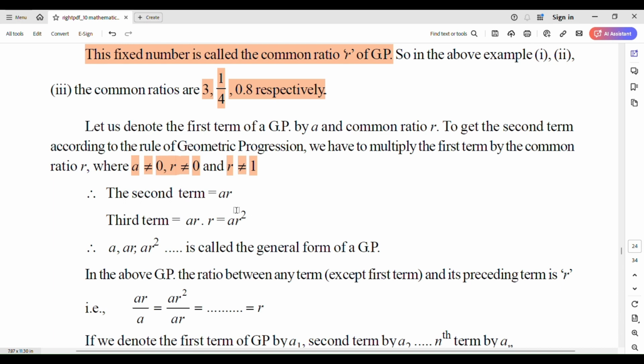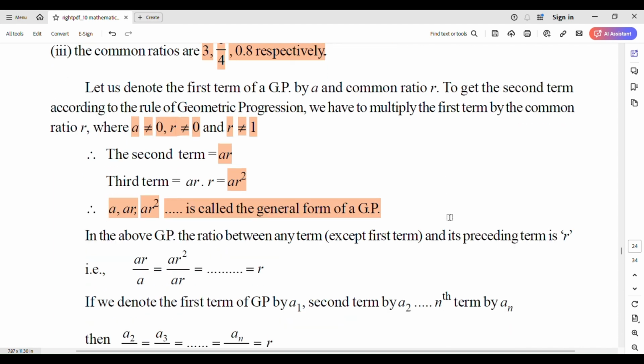Now the second term will be ar. r is the common ratio, so the initial term a is multiplied by the common ratio r, giving ar. The third term is ar square. So the series will be something like this: a, ar, ar square, and so on. This is called the general form of a geometric progression.